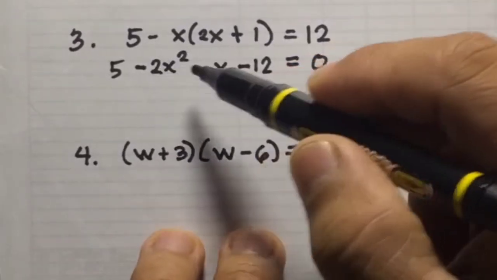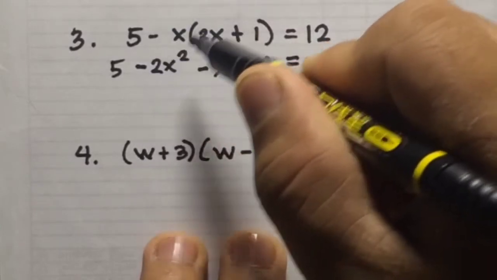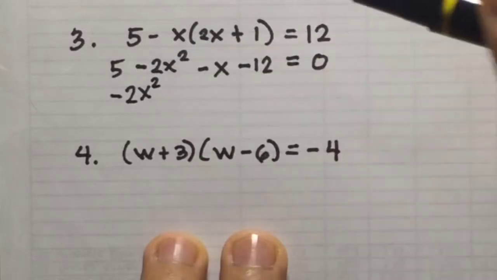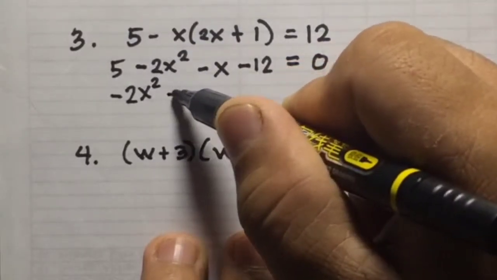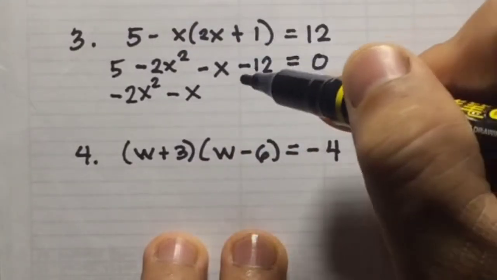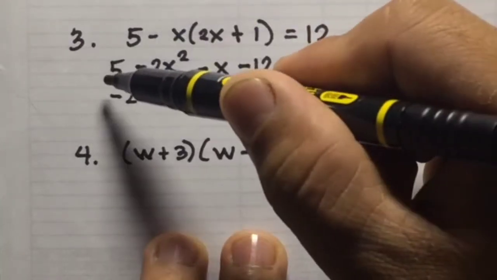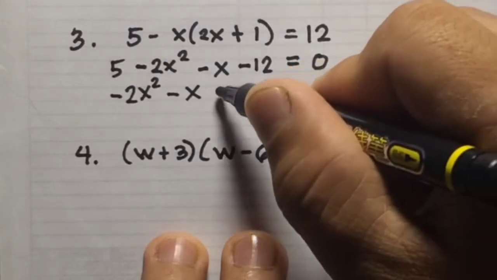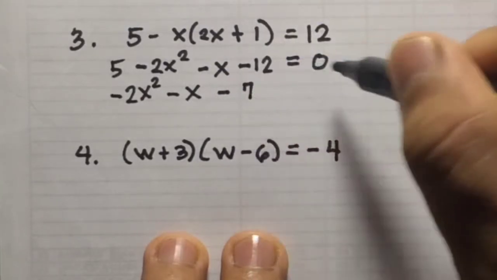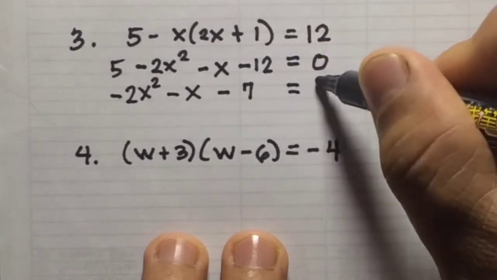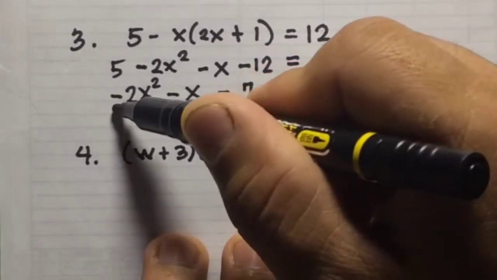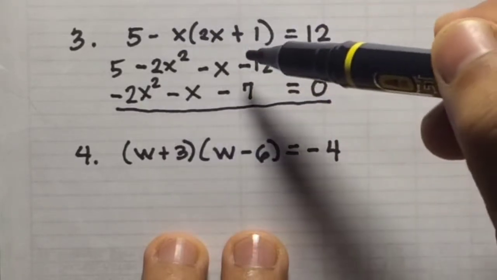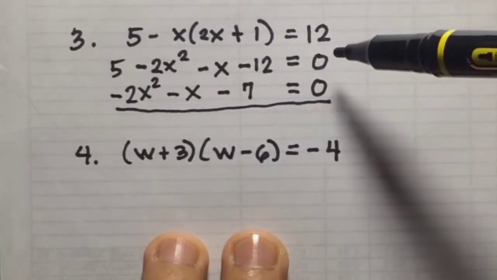And arranging the terms here, the first term should be the quadratic term. We're going to have negative 2x squared, followed by the linear term, negative x. Then last will be the constant term. So in here we have 5 minus 12. Operating on this, we get negative 7. Then this will be equal to 0. So this is now the standard form of 5 minus x times the quantity of 2x plus 1 equals 12.